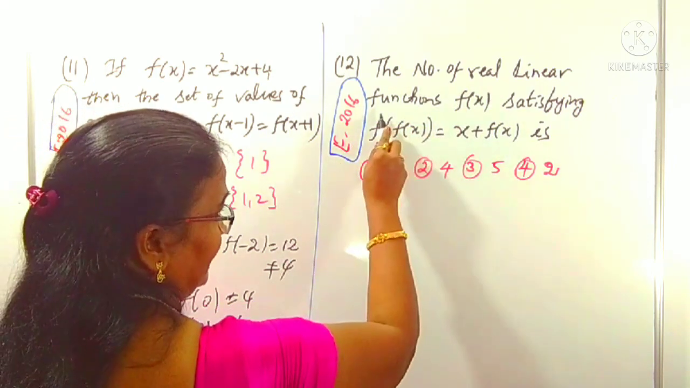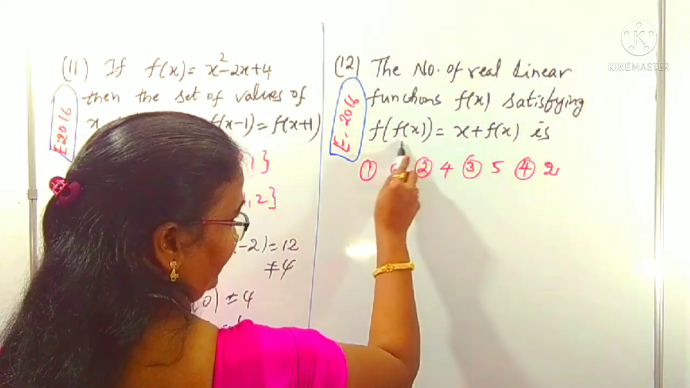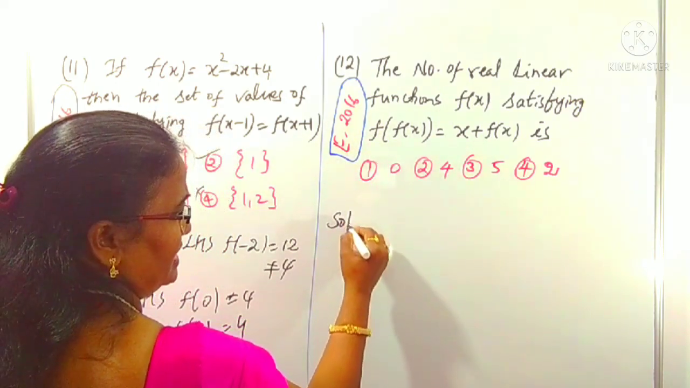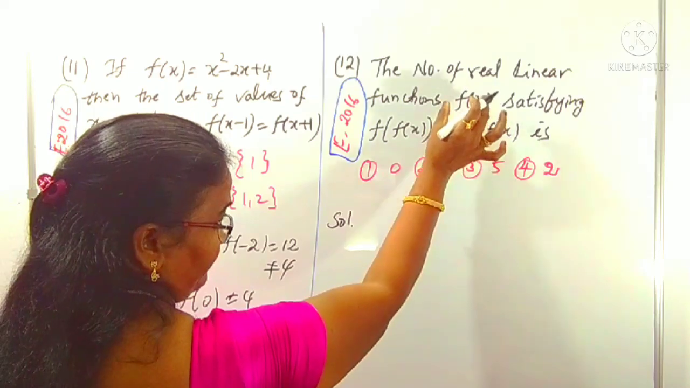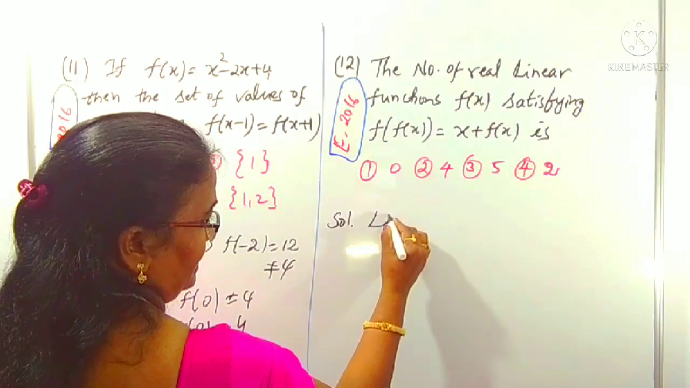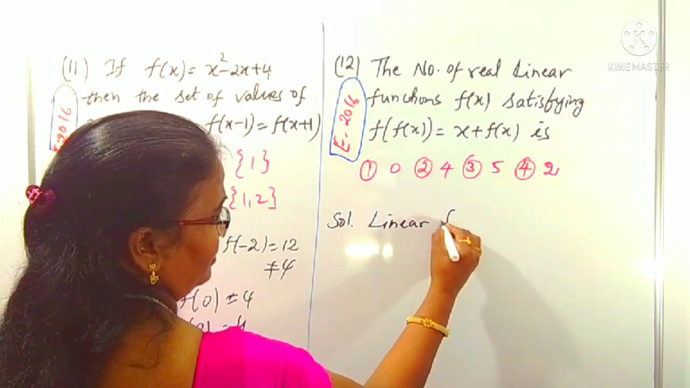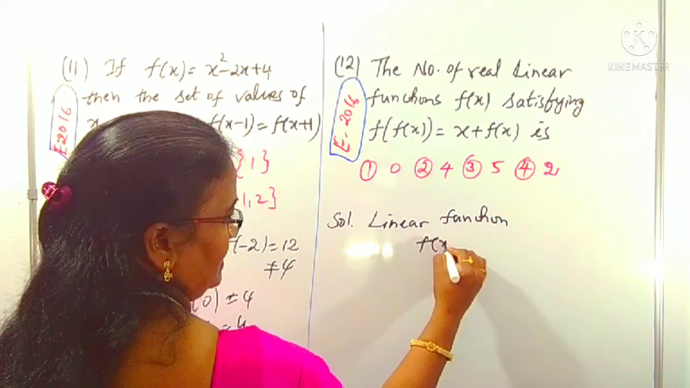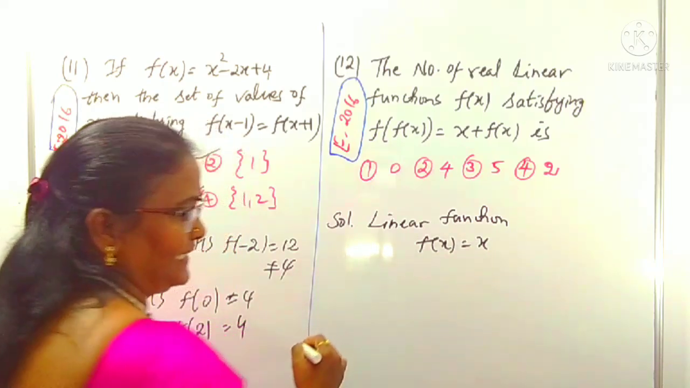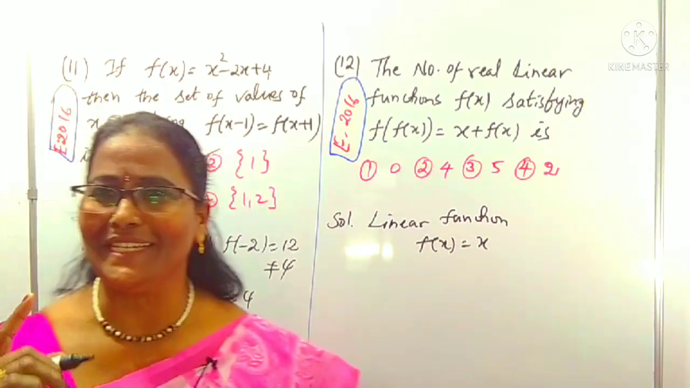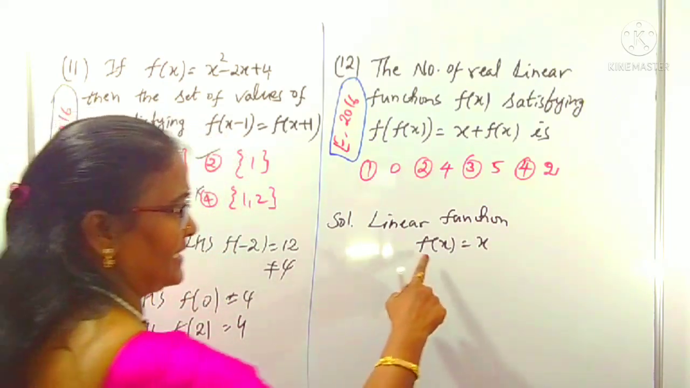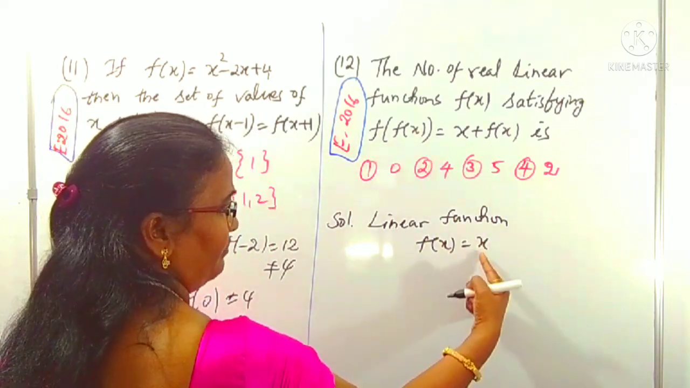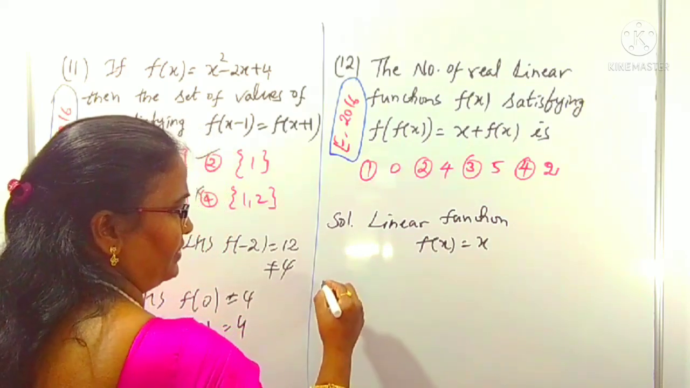The number of real linear functions f of x satisfying this is. Linear function means what? It is an identity function. For a linear function, f of x is equal to x. Linear means first degree function. A linear function in the sense that f of x must be x. This is also known as the identity function. F of x equal to x is indirectly given, and it is satisfied in this one. How many such functions are there, we have to recognize.